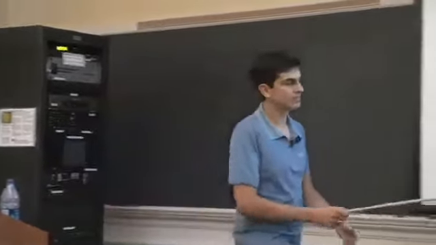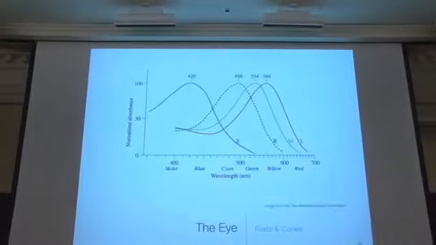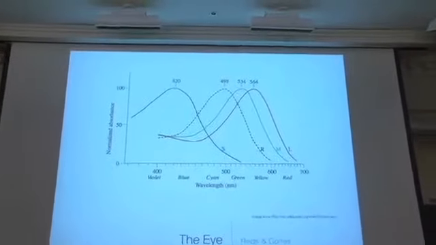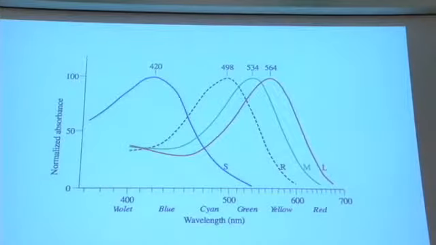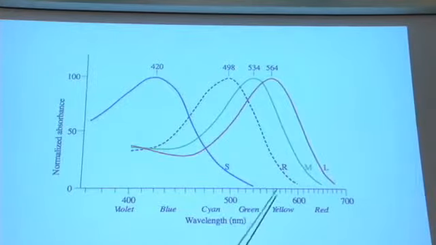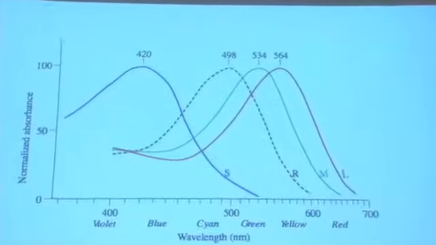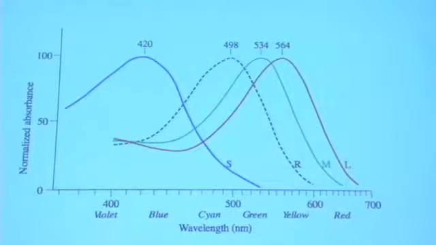But anyway, the M and the L type, and I guess this is another reason why, these two types of cones are on the X chromosome. Because males only have one X chromosome and a Y chromosome, it's very easy for there to be a mutation or deletion in one of those genes, and therefore one of these two cells is just not present. That's why it's much more prevalent in men than in women.